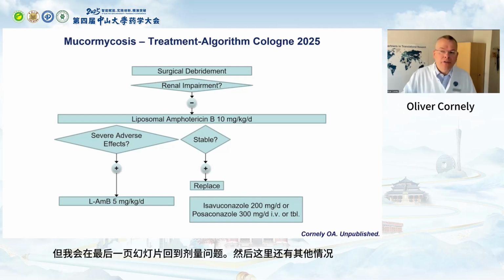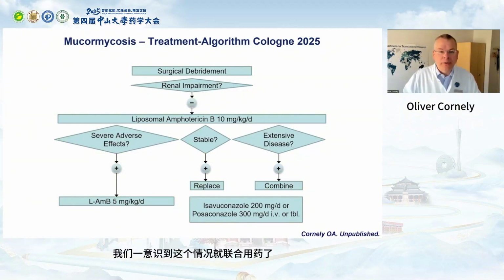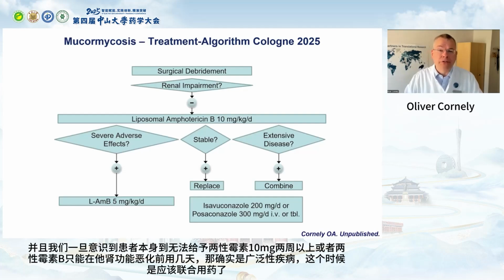And then there are other variations here. If it's extensive disease, we can combine. That is what we did in the patient with the multiple CT scans, right? We combined as soon as we understood what was happening, and as soon as we understood that we cannot give 10 milligrams for 2 weeks or so, but only for 2 days before his renal function deteriorated. And that was really extensive disease, so we combined.